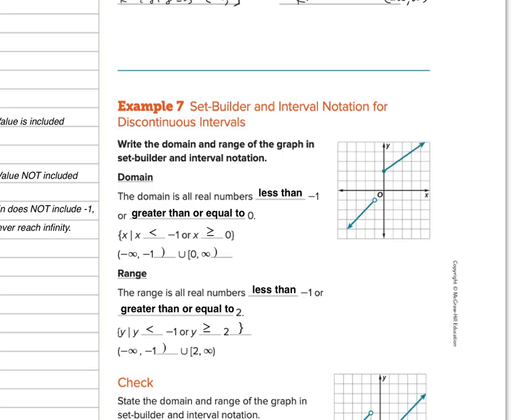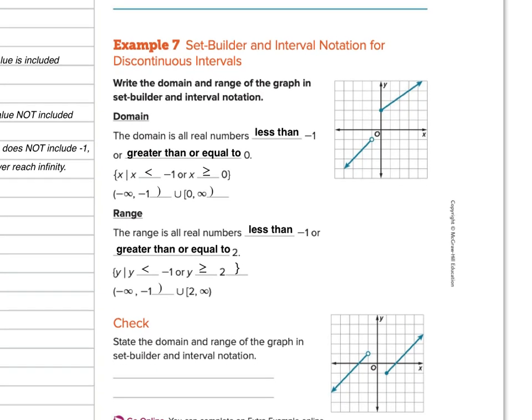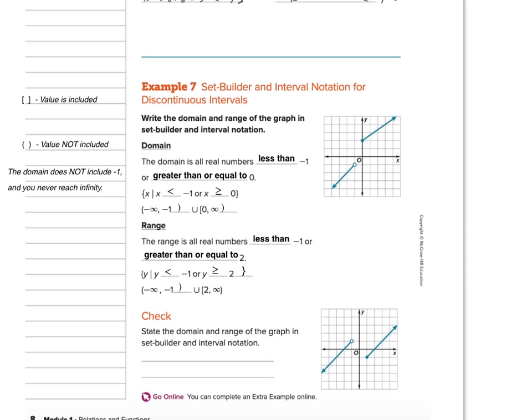0 is included because of the solid dot. Then the range is going to be similar. The range goes from negative infinity to -1, but -1 is not included. So negative infinity to -1, or y such that y is less than -1, or the union. We have 2. Y is 2, and it is included, and it goes to all things positive infinity. So there you go. There's a good example to look at for set builder notation.